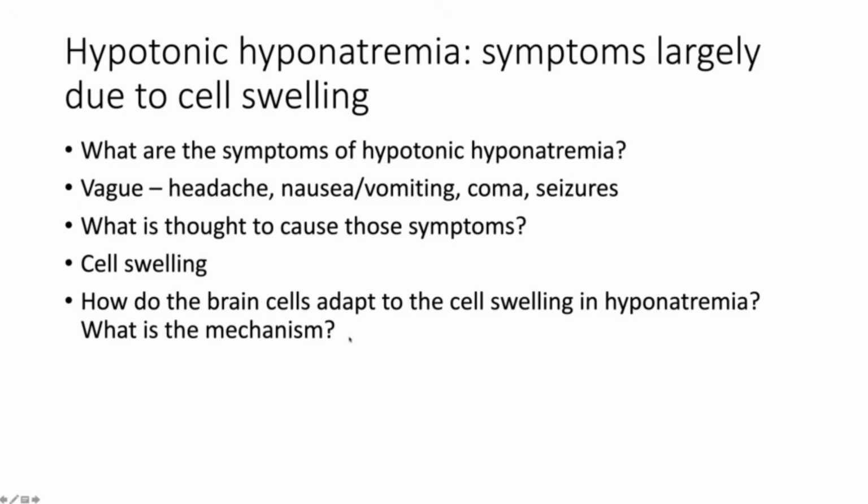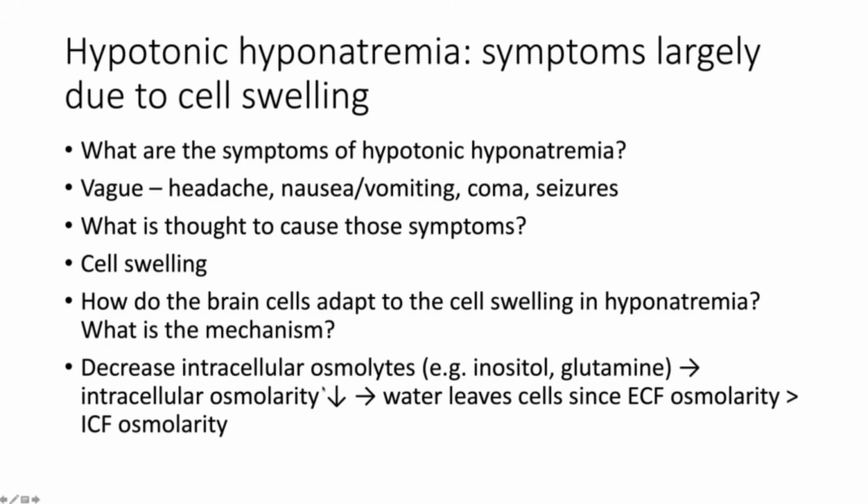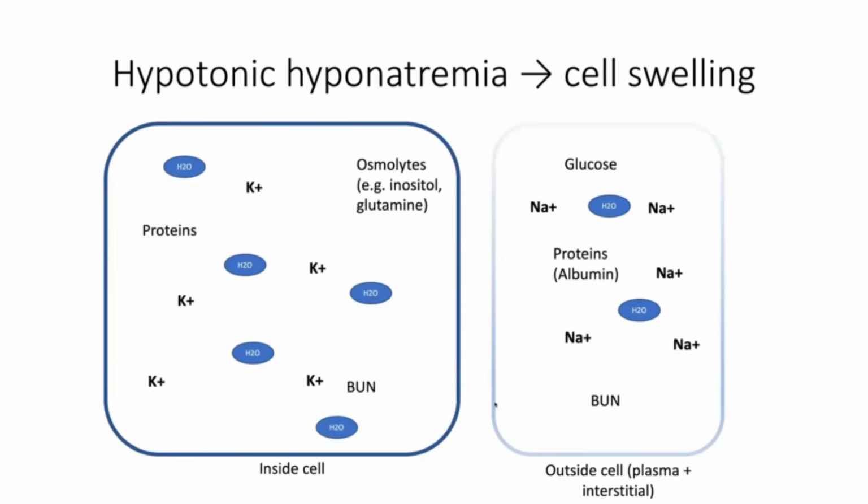And what's the mechanism? Oh God. Okay. Brain cells adapt to the cell swelling in hyponatremia. I'm not entirely sure about that one. Basically, they decrease their intracellular osmolytes, so the intracellular osmolarity is decreased. There are things that contribute to the osmolarity inside. And so the idea is that they're trying to decrease their osmolarity so that more water leaves.